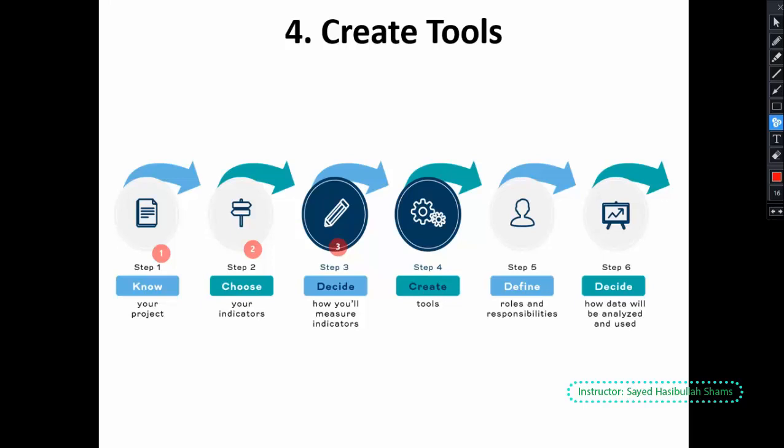When we select data collection methods, then we will develop tools for the indicators and for our data collection, and these are very important steps. When we complete all these steps, you will have a very comprehensive M&E plan within the organization and in the M&E department.